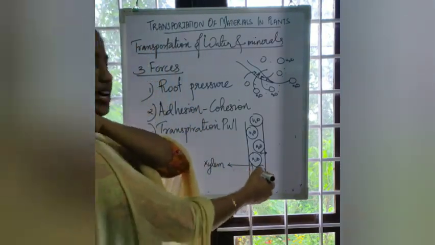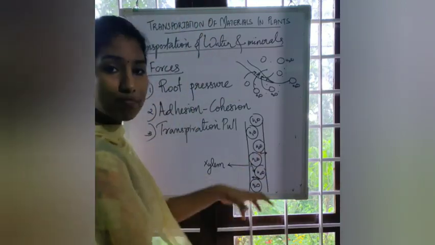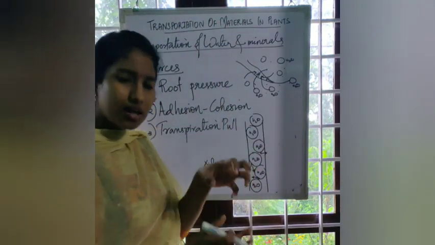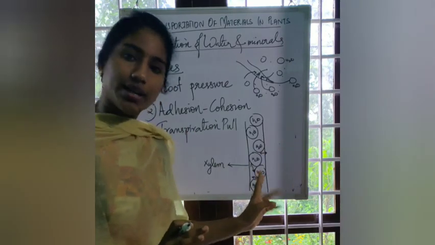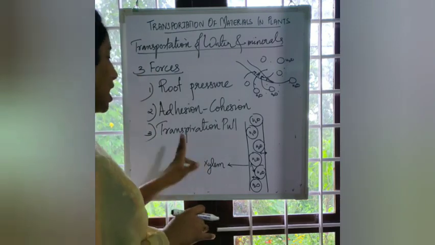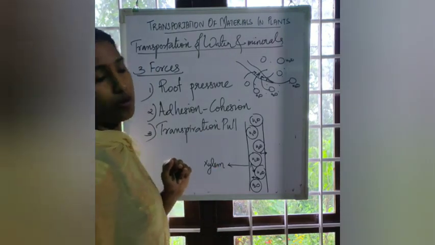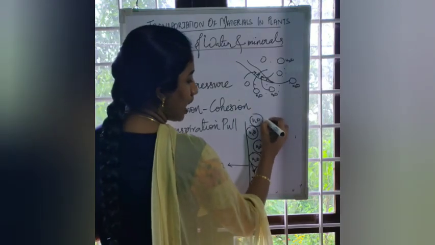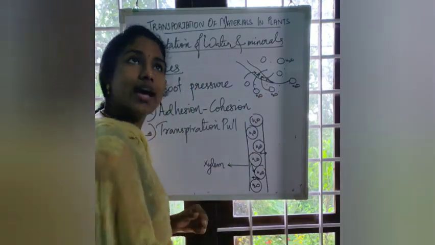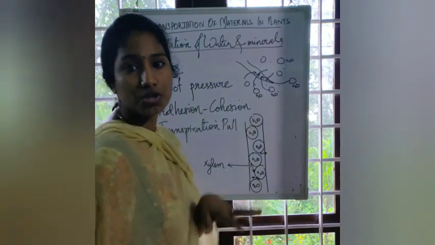Now these attractions are very weak hydrogen bonds. They are not strong, but the overall impact of all the attractions is strong. Individually they are weak bonds, but the overall effect is strong. Last but the most important one is the transpiration pull. Finally the water has been pulled, traveling across the xylem in long trees and all.